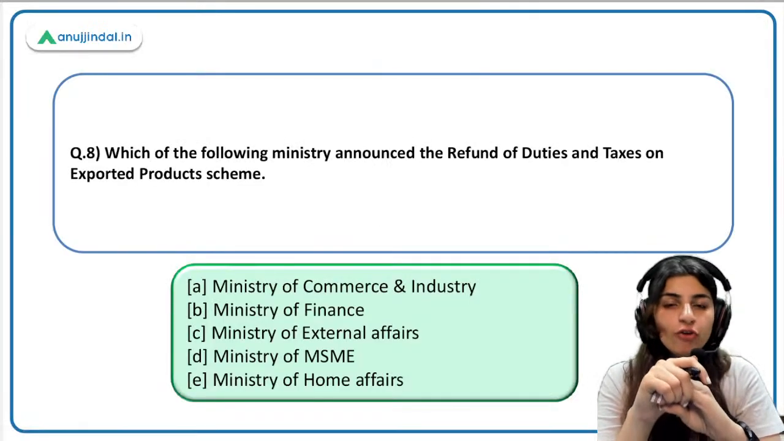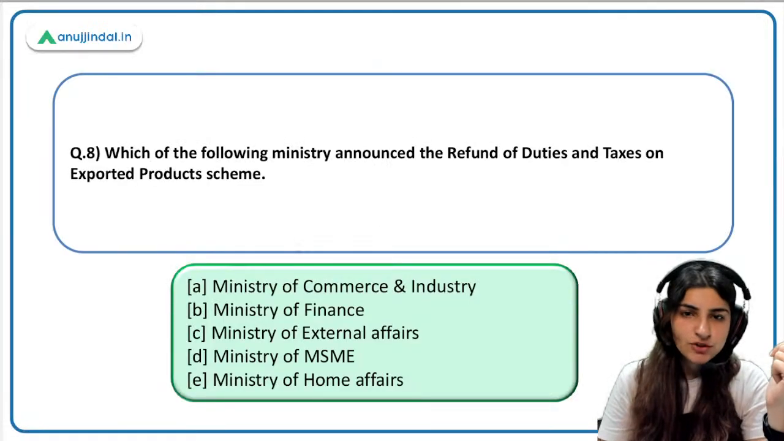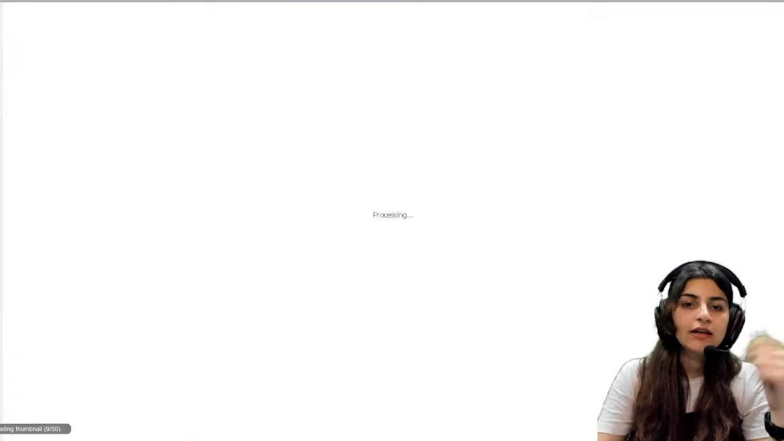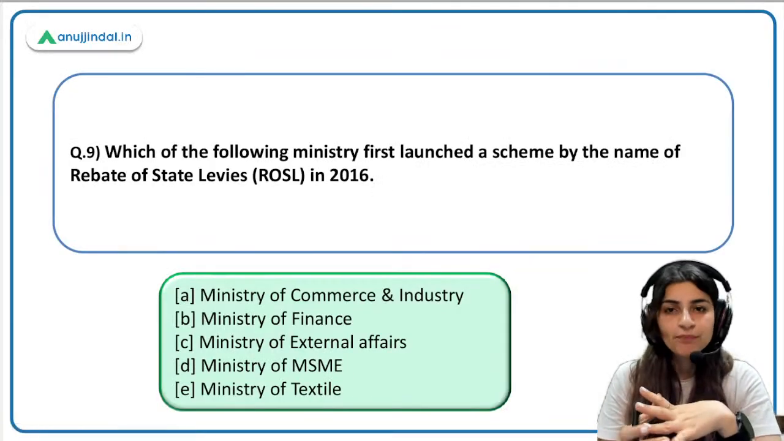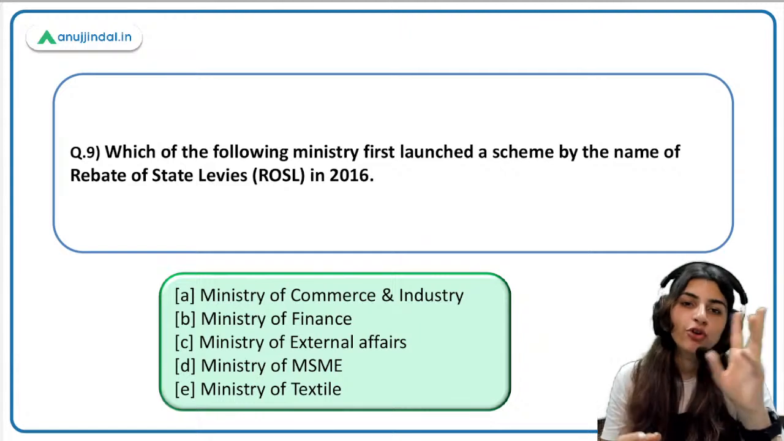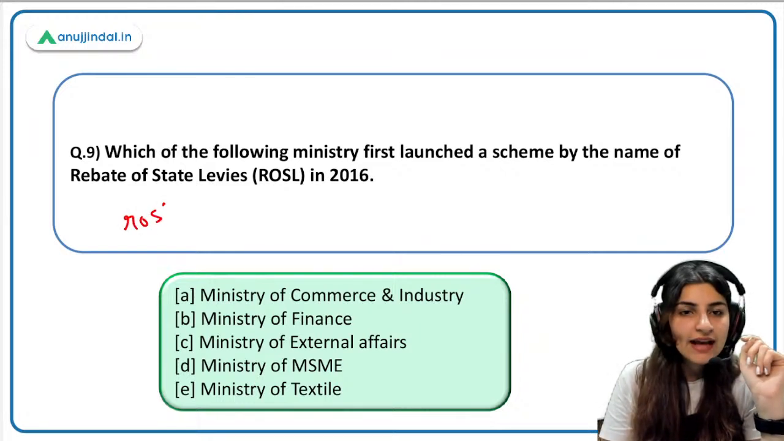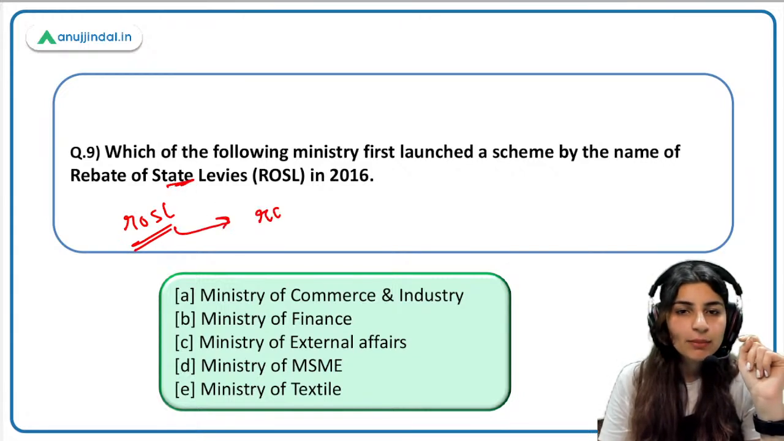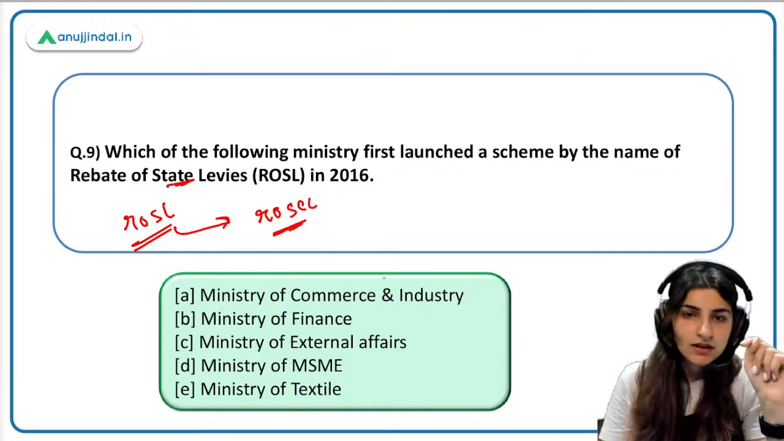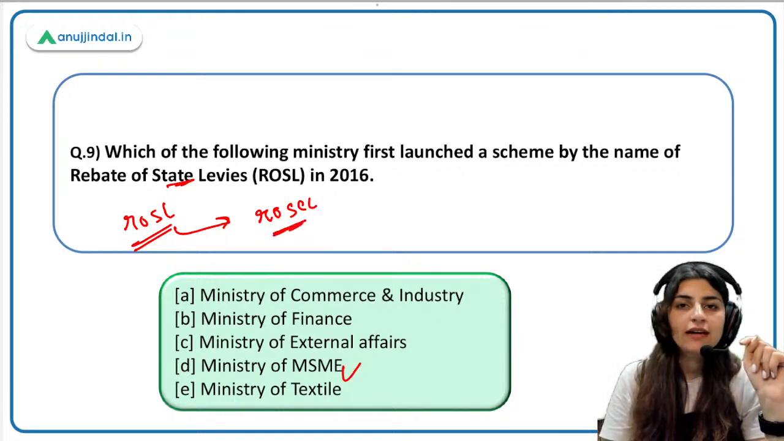Now, which of the following ministry announced the ROTTEP scheme? Just discussed, Ministry of Commerce and Industry. Which of the following ministry first launched a scheme by the name of ROSC? Okay, so initially it was ROSL, rebate of state levies. Further, इसका नाम पड़ा ROSCL, state and central levies. So this was under Ministry of Textile.